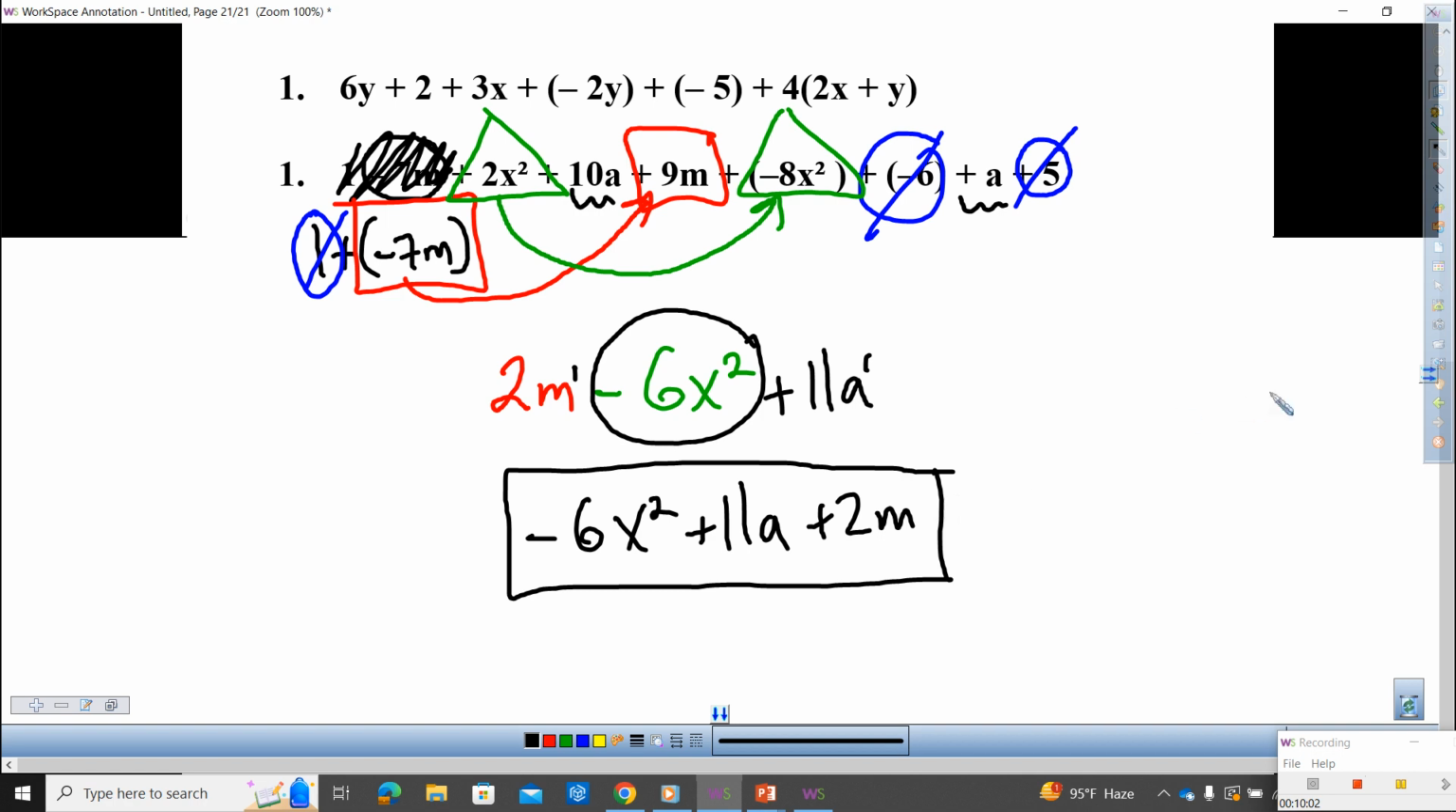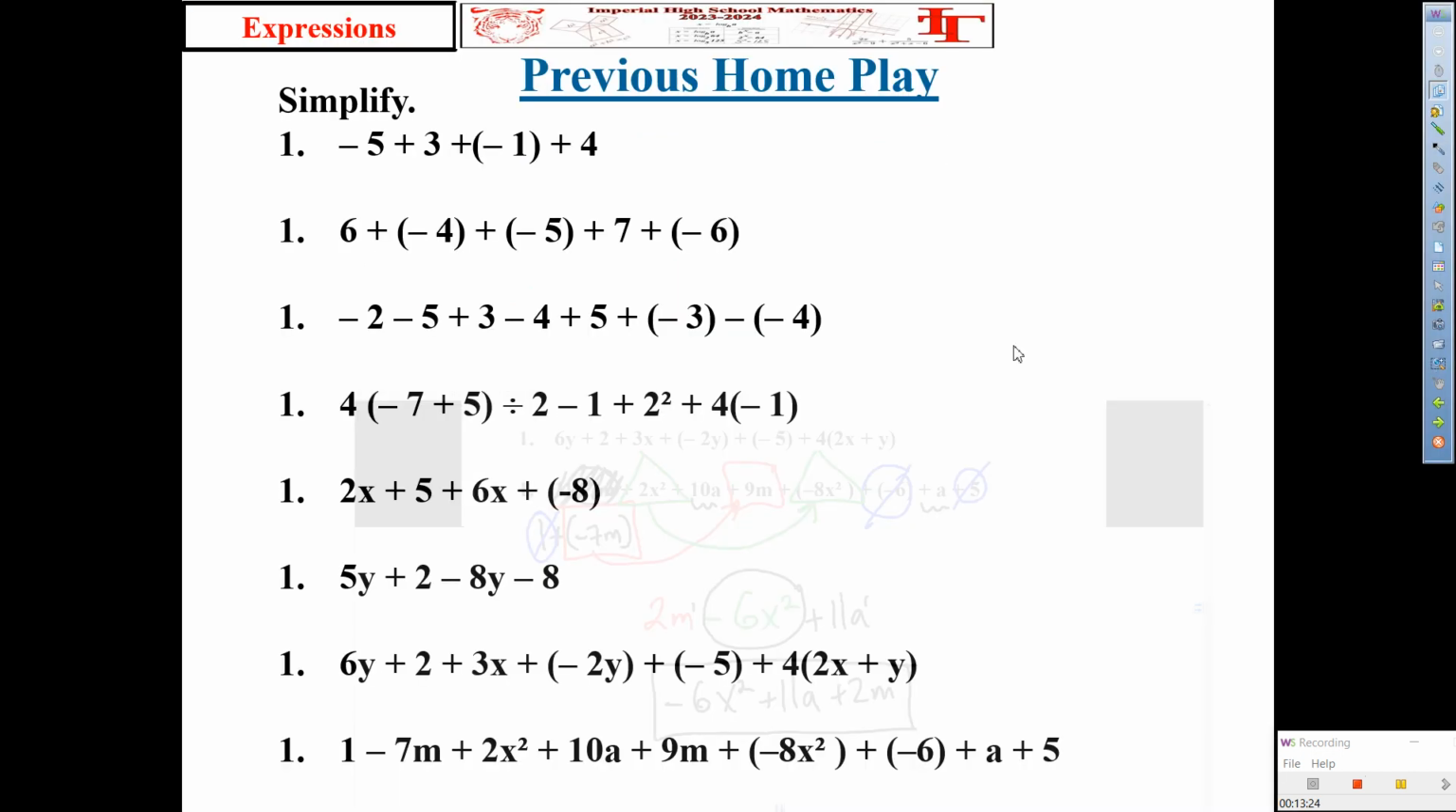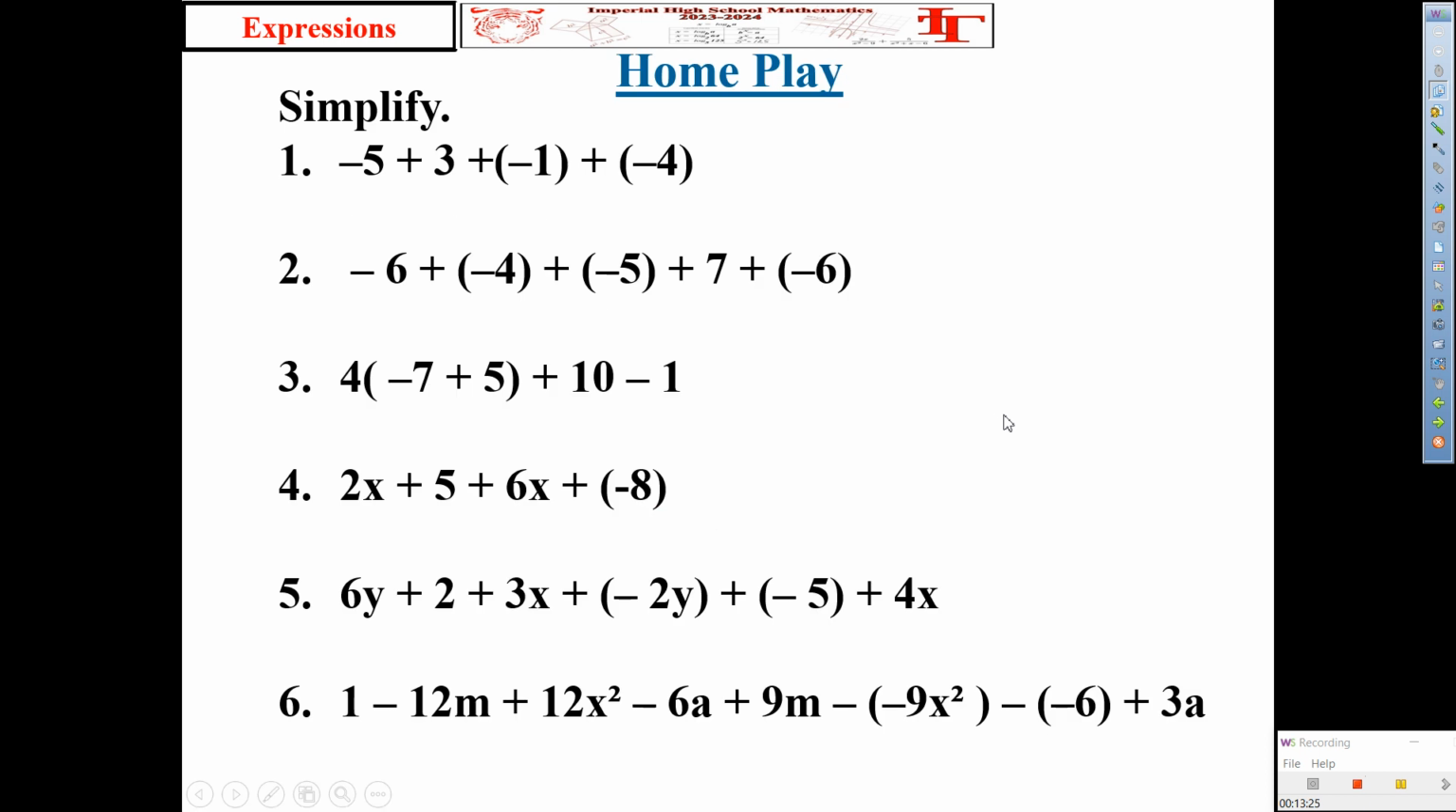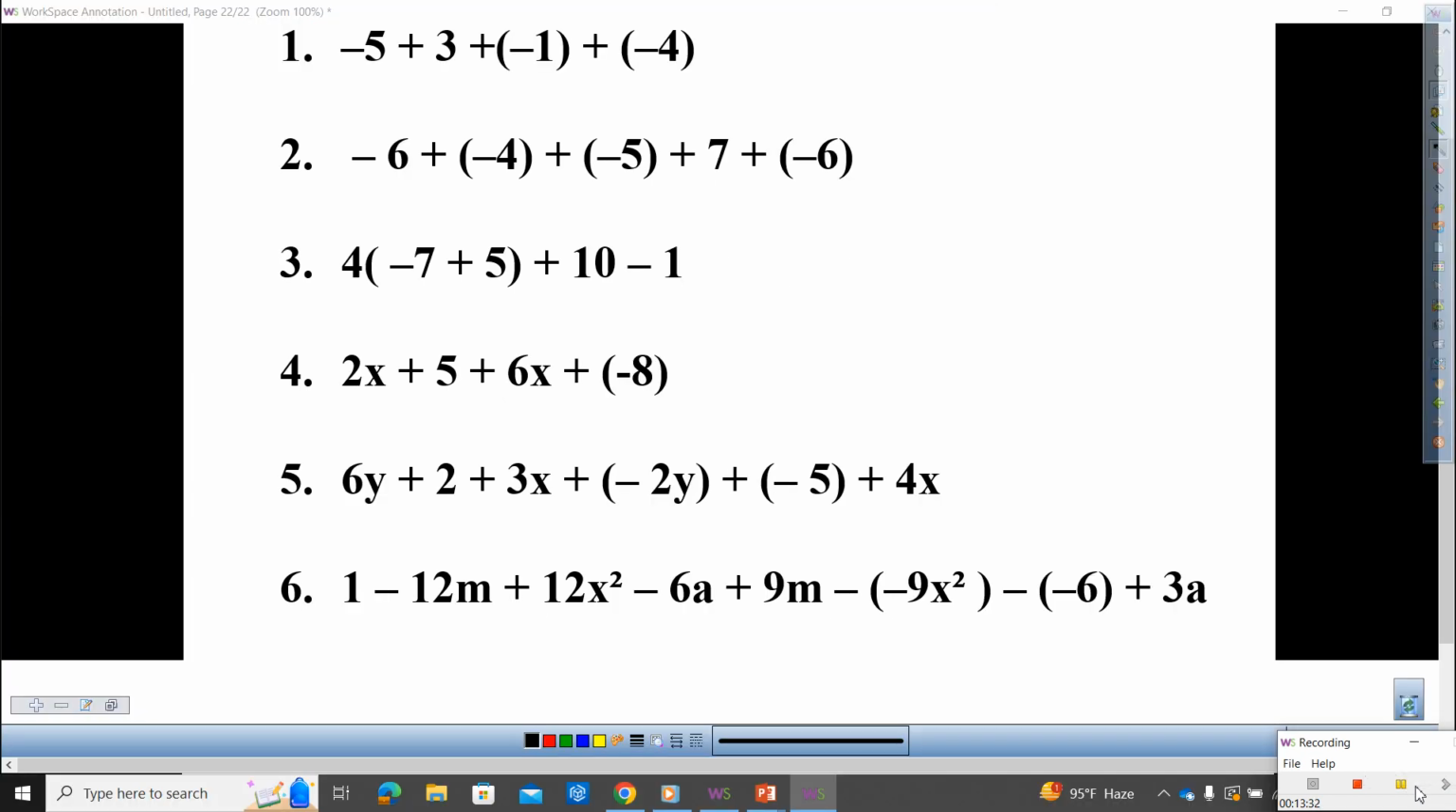Okay. So for tonight, here's the home plate for tonight. Only 6 problems. Copy these, please. All right, so 6 problems, just extra practice of what you did last night.